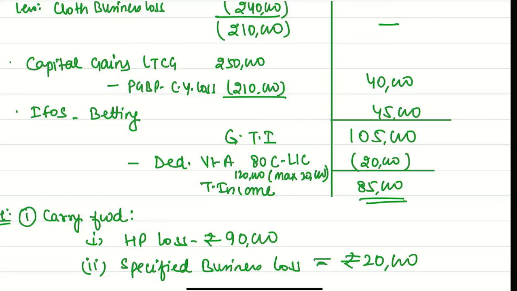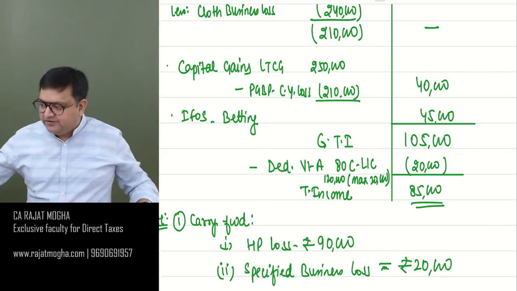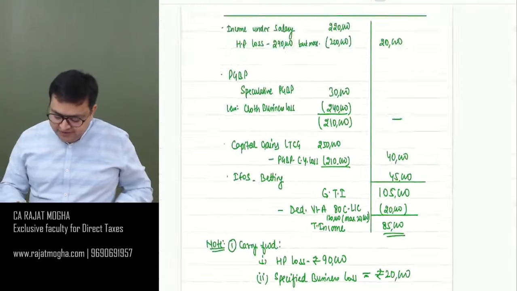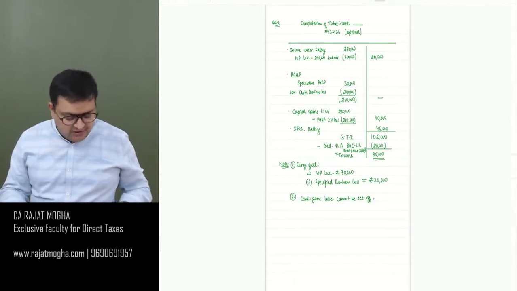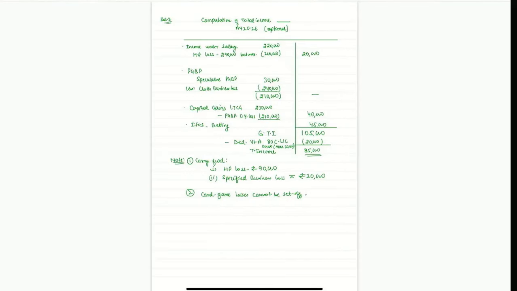Okay. So these are some of the important points in set off. Remember these points, how you will be presenting it, and from which particular losses you will be setting off which particular income. Let us come to TDS. Let me discuss some important sections with you.